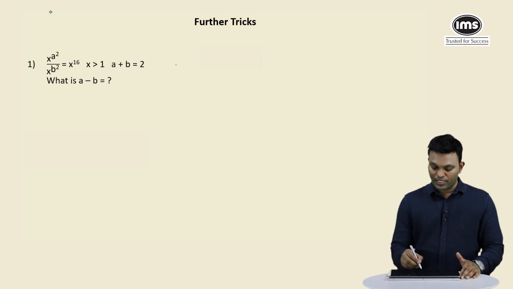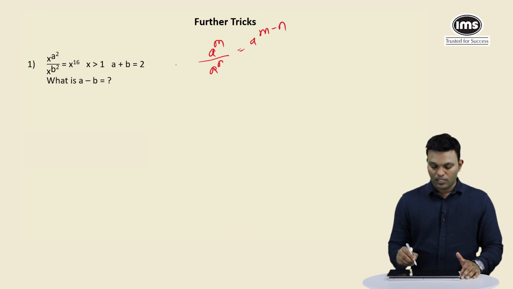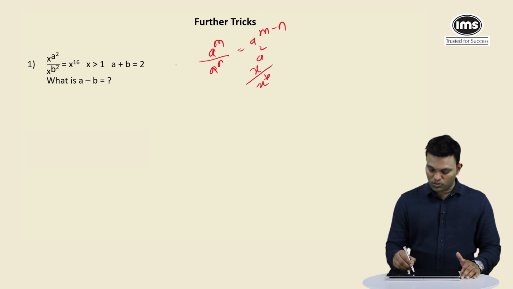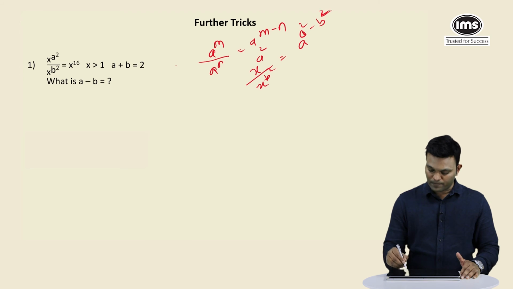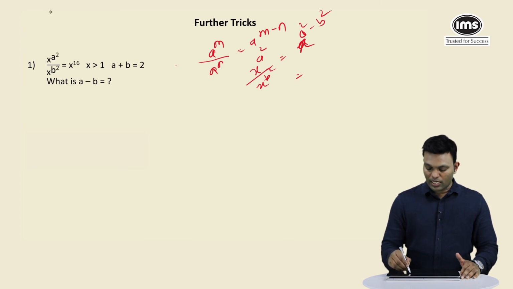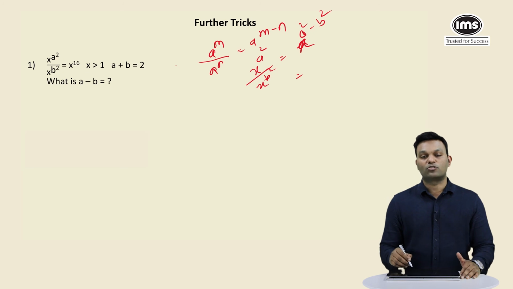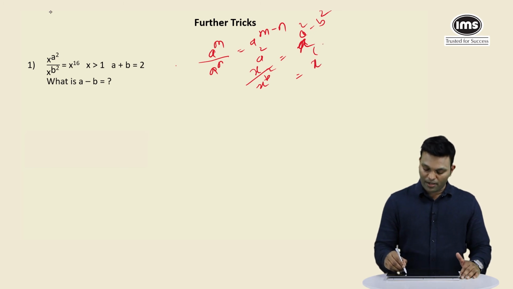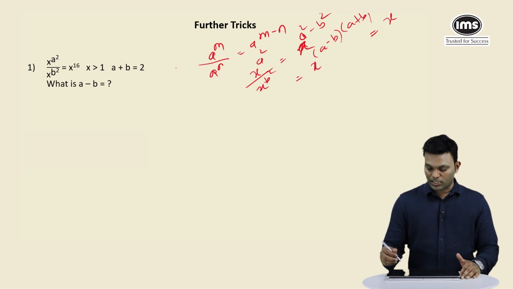Now if you look here, I am using the formula a raised to m upon a raised to n is equal to a raised to m minus n. So x raised to a squared upon x raised to b squared will be equal to x raised to a squared minus b squared. So x raised to a squared minus b squared, I can write as x raised to (a minus b) into (a plus b). And this equals your x raised to 16.